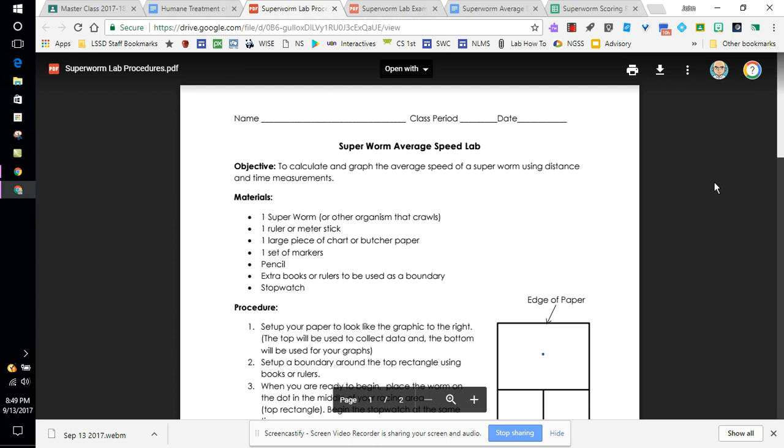Your superworm procedure looks like this. It's a two-page document. You'll have it on paper in class as well. Your group's going to need to get a superworm. After you decide which roles you want to fill, you can find those in the day's slideshow.